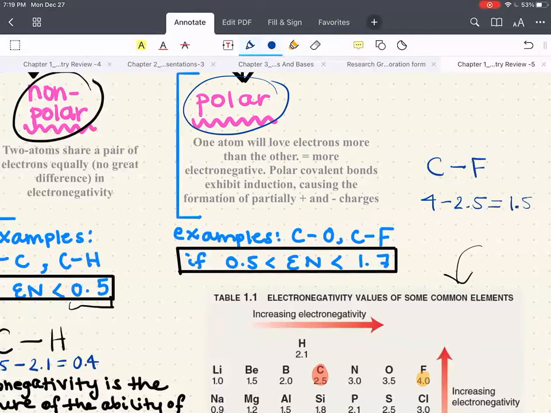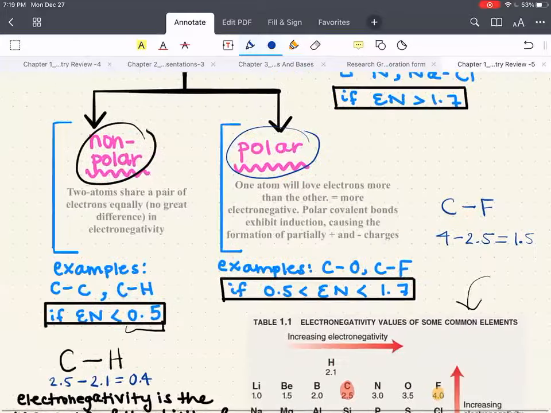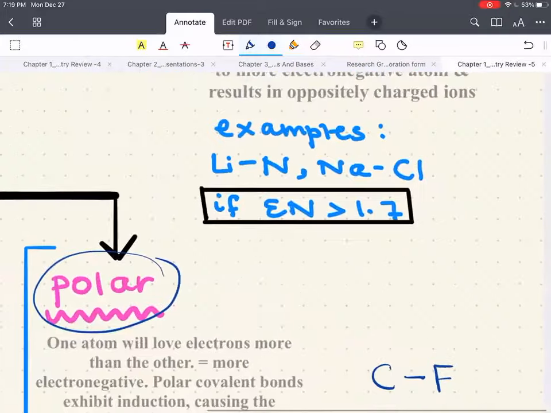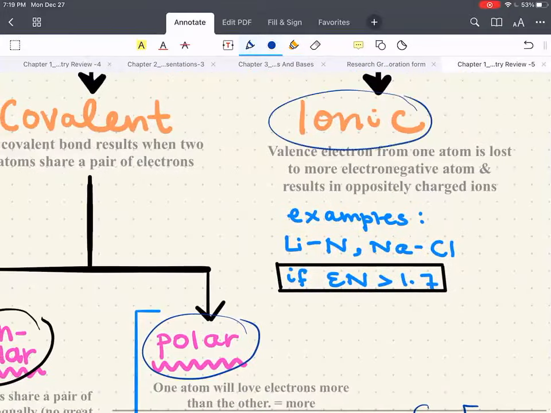1.5 is between 0.5 and 1.7. That means that the bond between carbon and fluorine is a polar covalent bond. Now, lastly, how do we define ionic bonding using electronegativity differences? Well, if the difference between two atoms forming a bond is greater than 1.7, then you have an ionic bond.